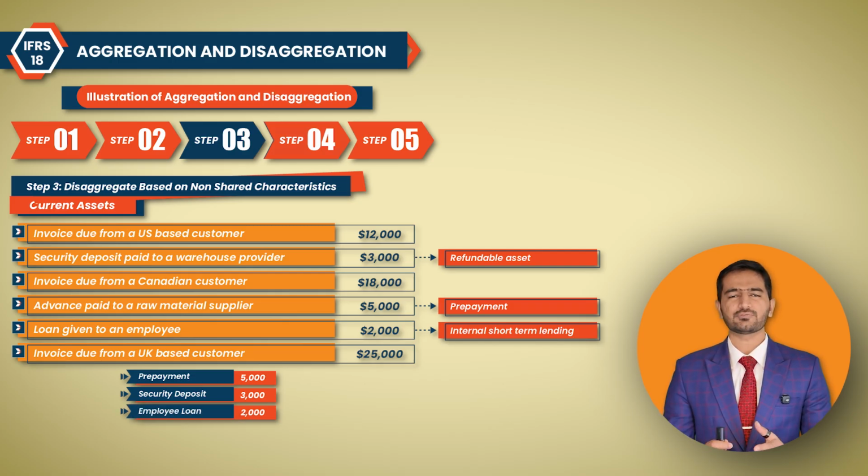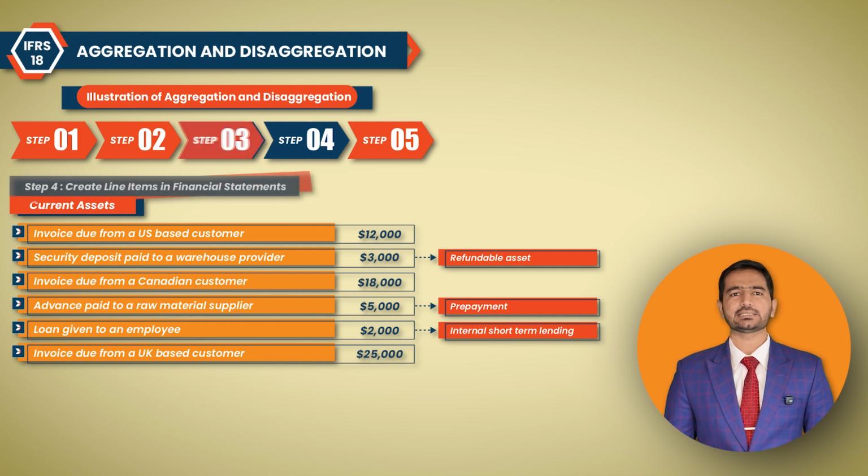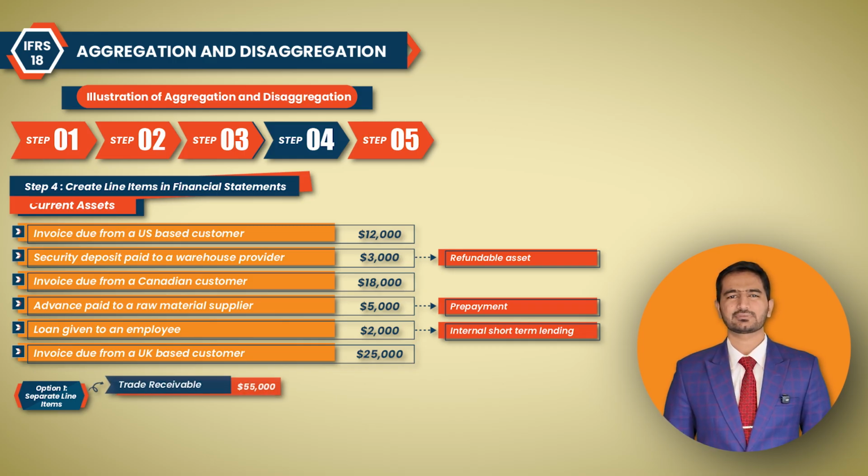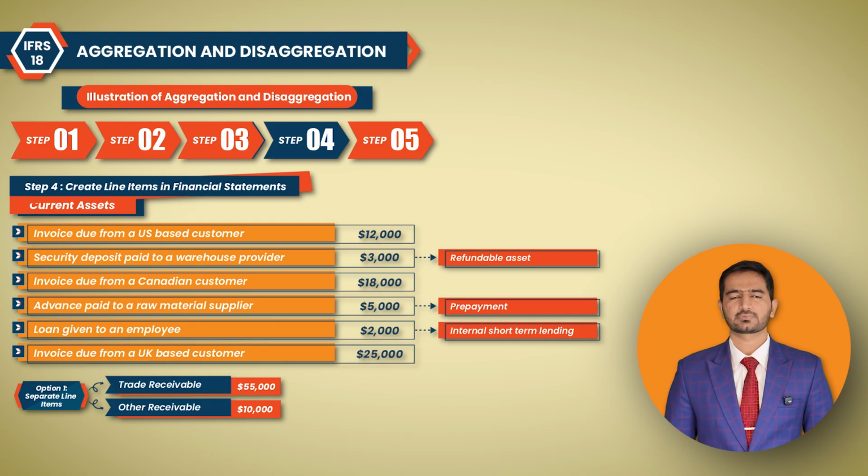Now, based on our analysis, the next step is to create line items by aggregation or disaggregation to present these items in the statement of financial position, that is our balance sheet. Let's look at these two options. First option can be to present trade receivables of $55,000 and other receivables of $10,000 comprising prepayments, security deposits and employee loan. Even separate line items for prepayments, security deposits and employee loan can also be presented if your company likes transparency and these are material enough. So yes, that's one way.